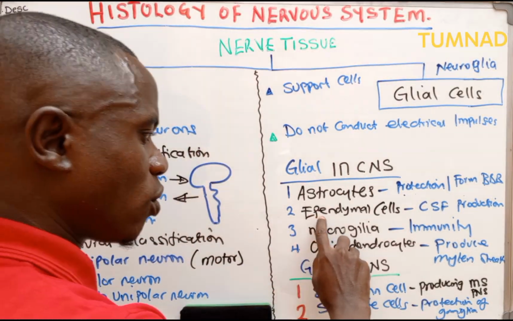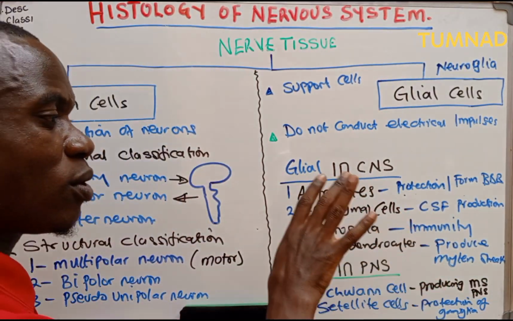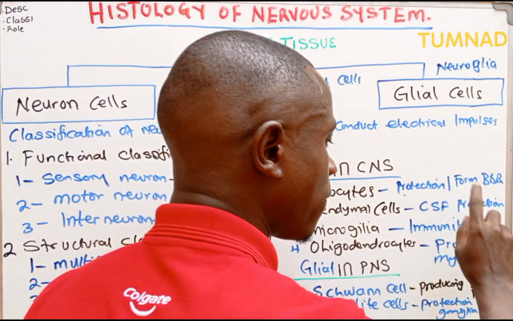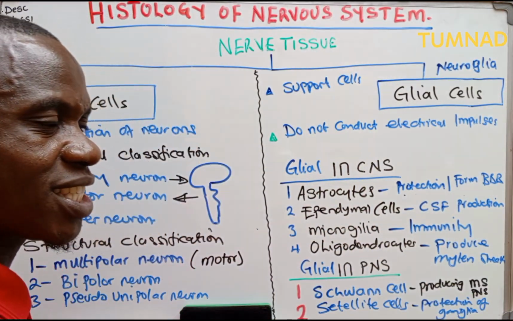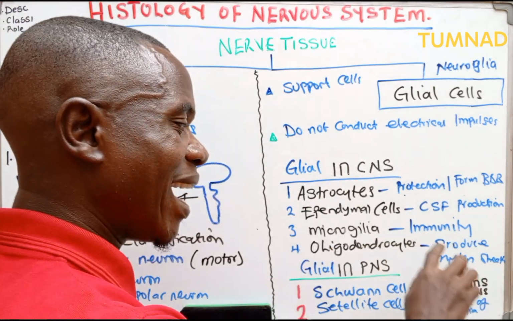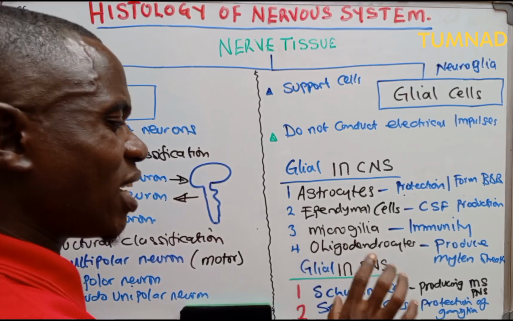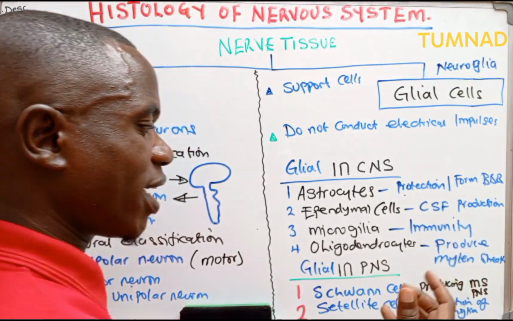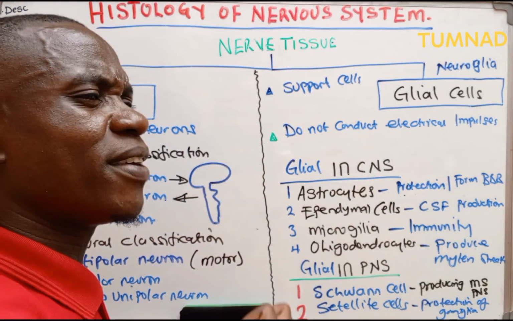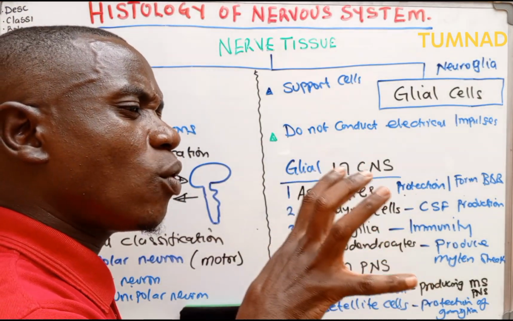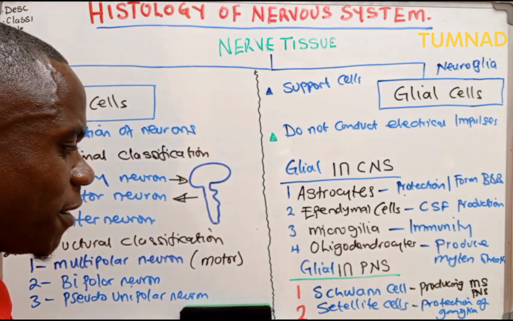We said we also have the ependymal cells that reside in the ventricles of the brain, producing cerebrospinal fluid. We also have the microglia, which are the immune phagocytic cells that carry out phagocytosis, and for that reason play a role in immunity. We also have the cells that produce the myelin sheath in the central nervous system, which we call oligodendrocytes. These cells are very unique in that one oligodendrocyte can myelinate multiple axons. It is such a beautiful thing.